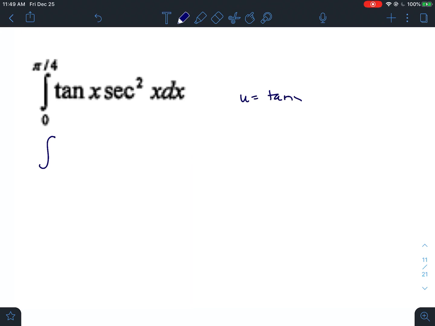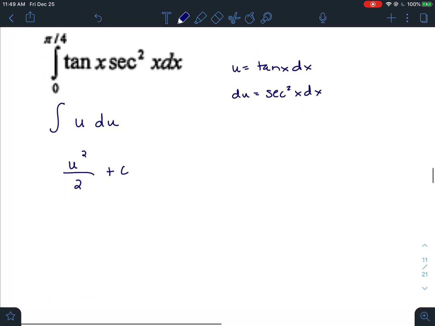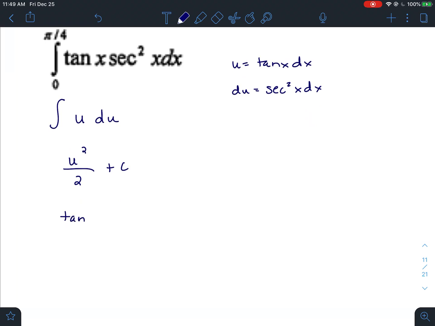But I'm going to let u be tangent x because I can see the derivative right away. So I'm going to let u be tangent x. Then du, the derivative of tangent x, is secant squared x dx. So now I'm just going to make this u du. And the antiderivative of u is u squared. So I have u squared over 2 plus c. And then plug back in. So u is tangent, so I have tangent x squared over 2.